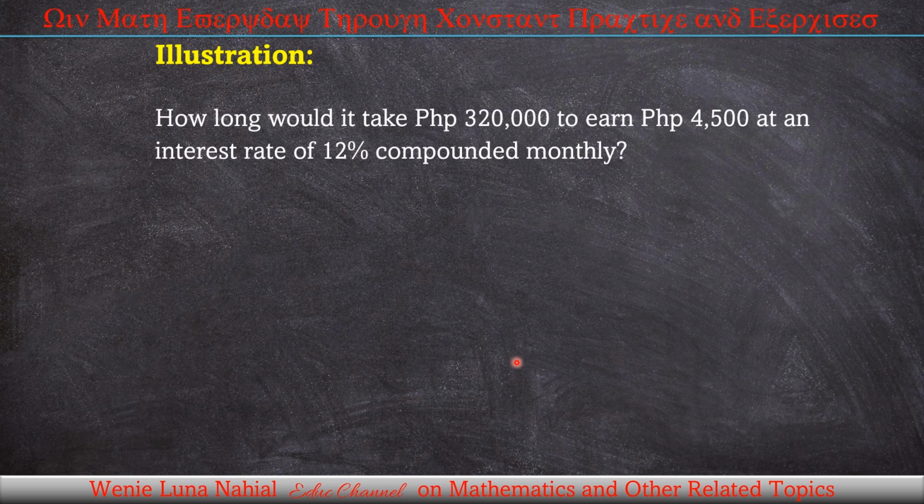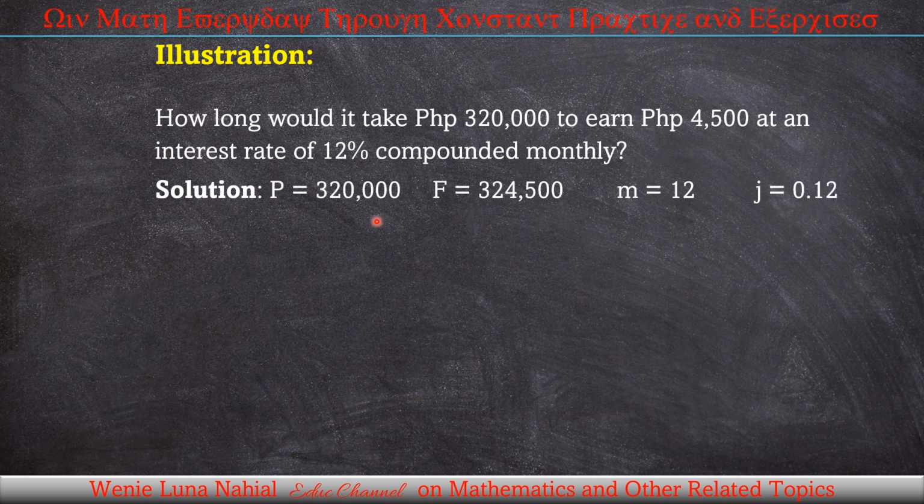Now let's have an illustration. How long would it take 320,000 to earn 4,500 at an interest rate of 12% compounded monthly? So in our solution, we have to show first what we understood from the given.